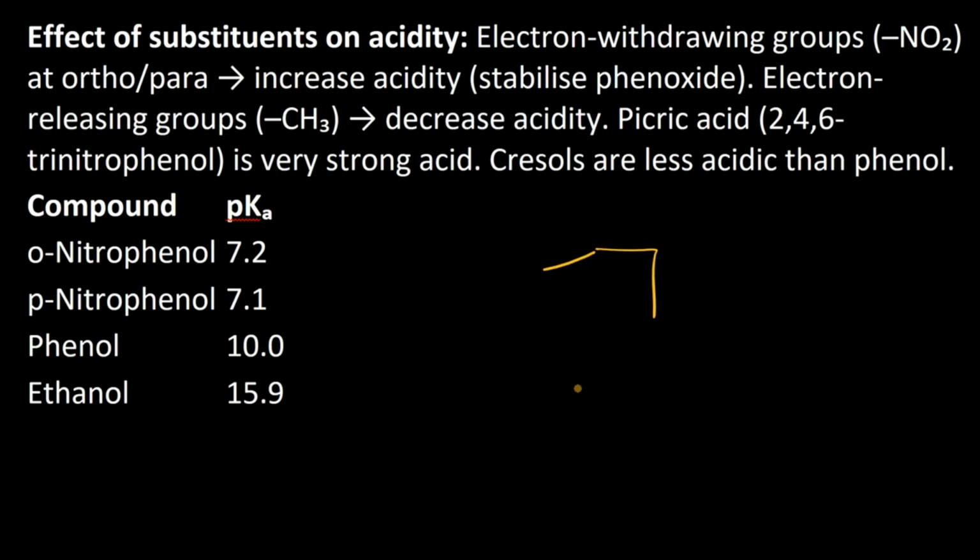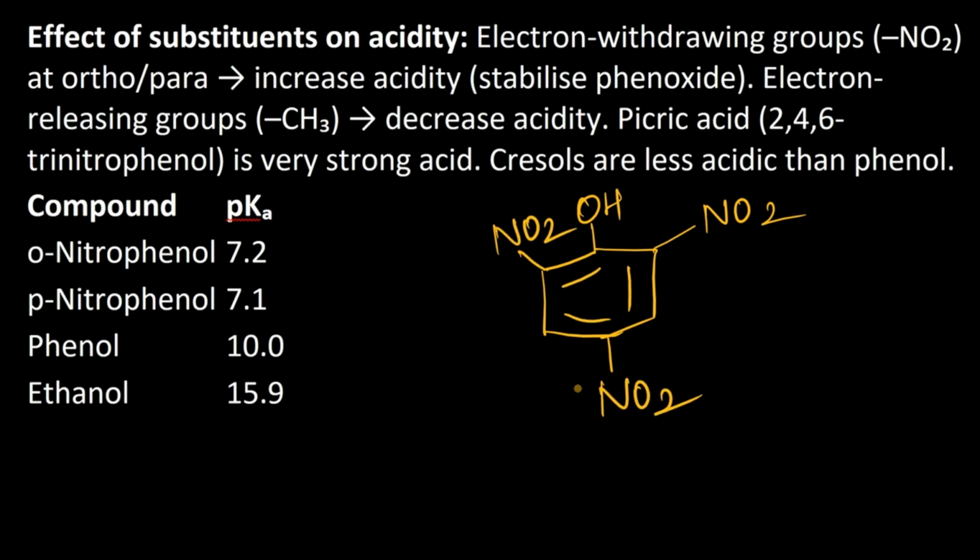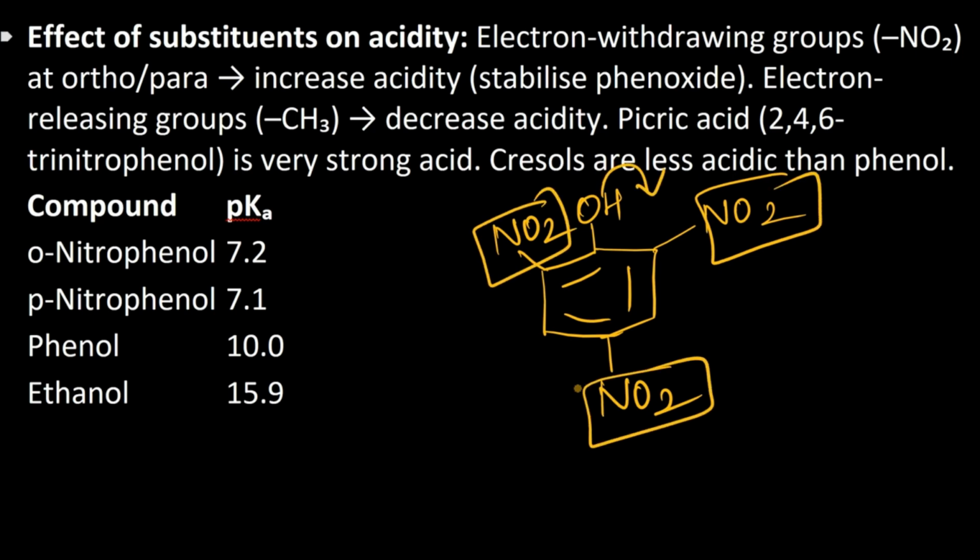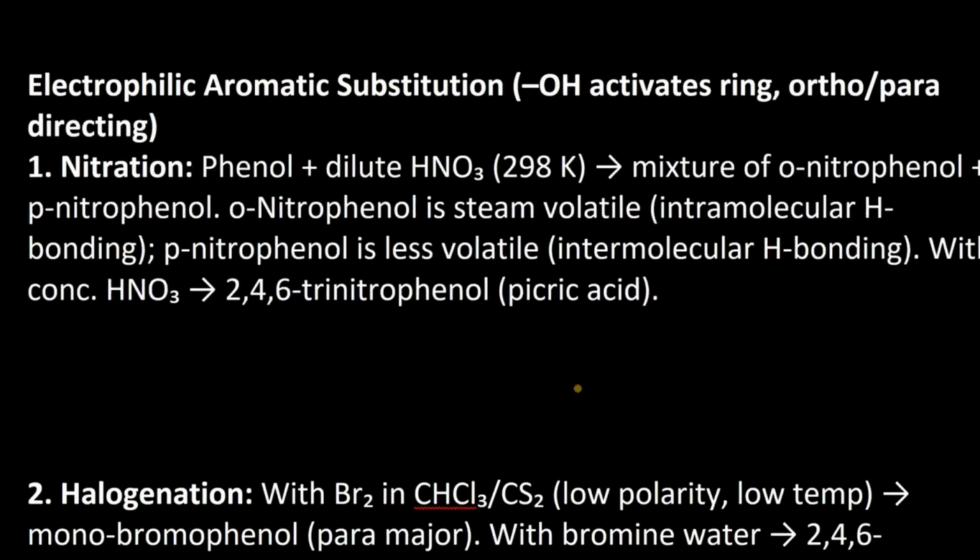It doesn't have any carboxylic acid group in it, but still it is called an acid. Why is picric acid a strong acid? If they ask this question, you can easily answer: the nitro group is electron withdrawing. So the OH hydrogen can easily leave from the OH, okay, which makes it very, very strong.